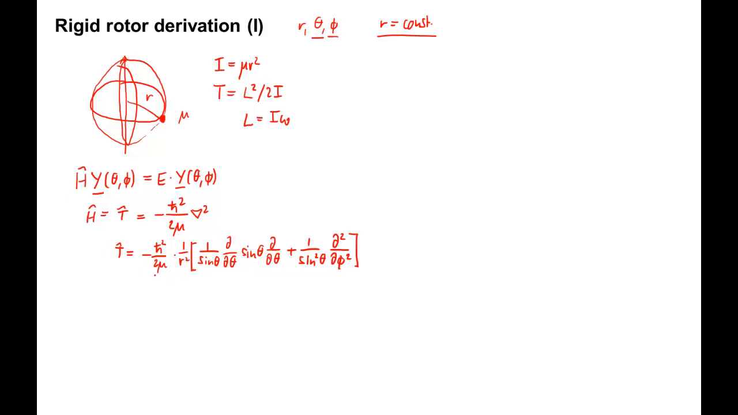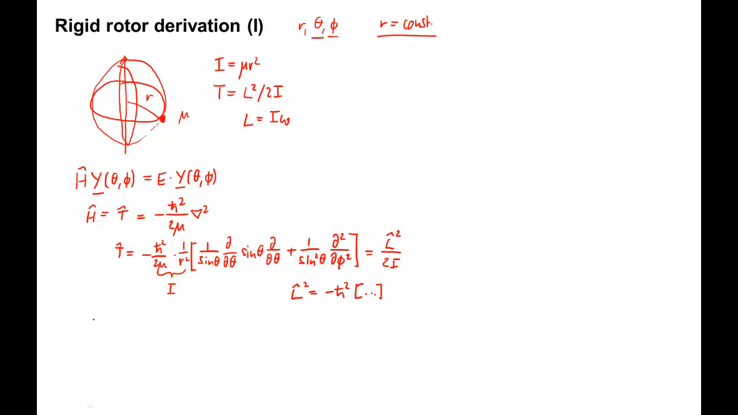The denominator here in the prefactor contains mu times r squared, which is the moment of inertia, I. Comparing this expression now to the classical expression for the kinetic energy, L squared over 2I, we see that we can write this as L operator squared over 2I, where the L operator squared equals negative h bar squared times the entire expression in the square brackets above.